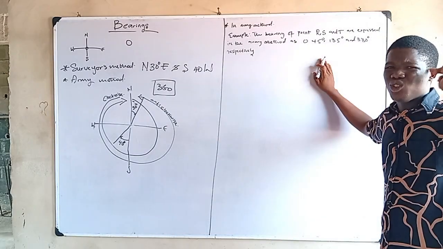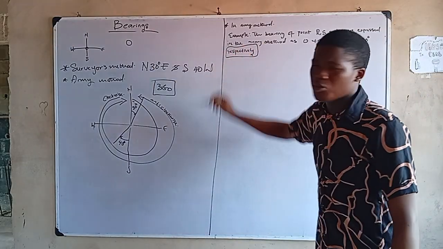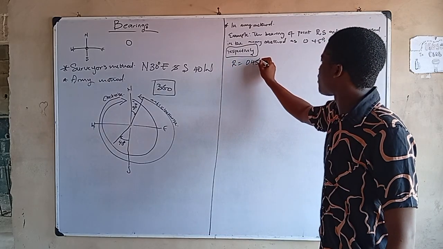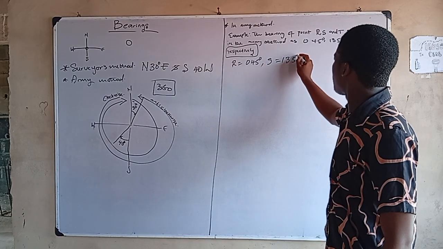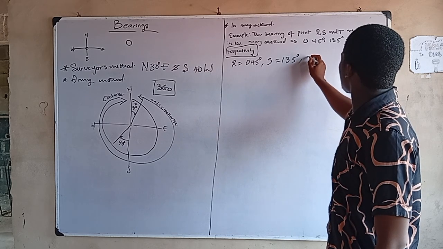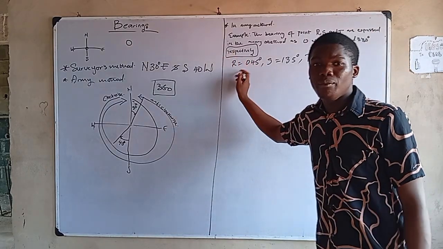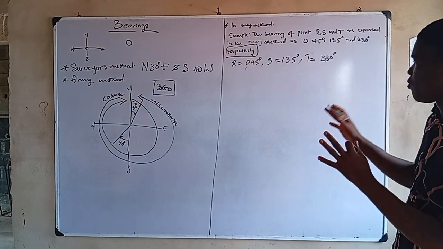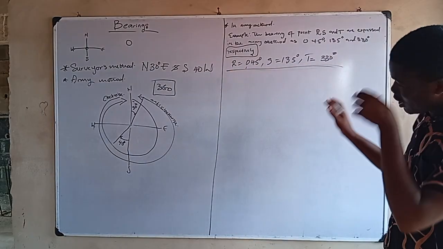When you are solving your questions, you must read the question and understand the question. When you see respectively, it means that R is the first number they gave you. R is equal to 45 degrees, S is equal to 135 degrees, and T is equal to 330 degrees. That is what respectively means. Anytime you see a question like this, this is what they mean by respectively.